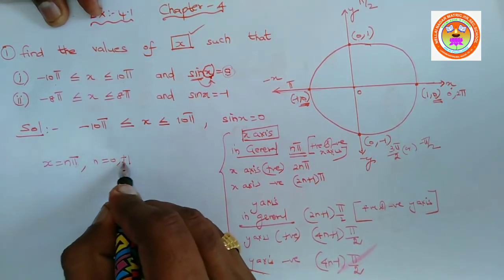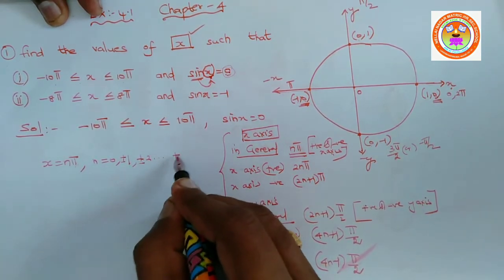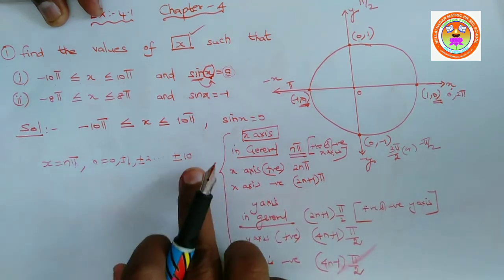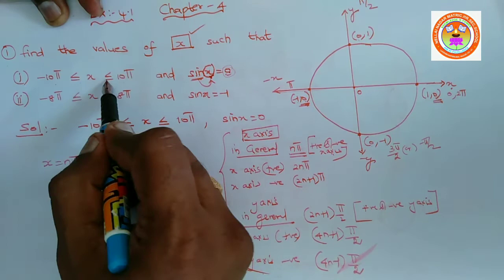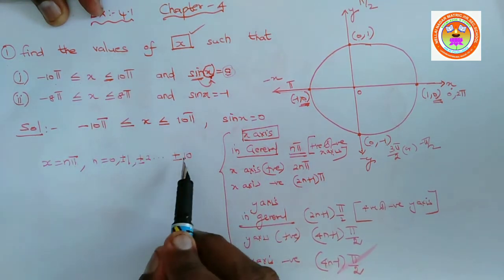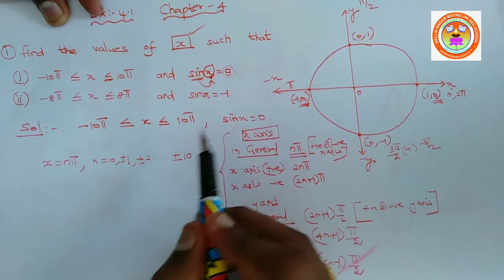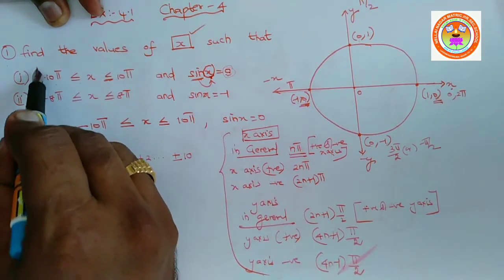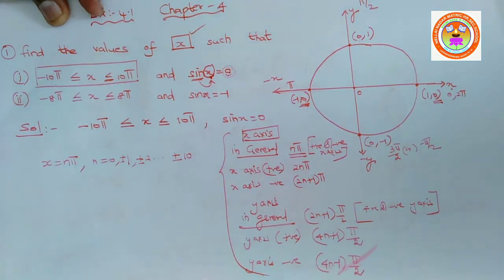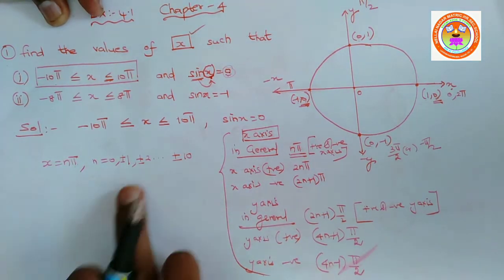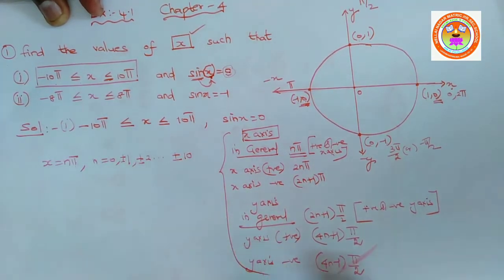So I can apply plus or minus 1, plus or minus 2, and it goes on, we can apply up to plus or minus 10. If I apply plus 10, 10 pi is present because the equal symbol is present. Minus 10 pi is also present. You can't apply 11 pi because 11 pi will move above the extent. So the answer is x is equal to n pi, n equals 0, plus or minus 1, plus or minus 2, and so on up to plus or minus 10. The first subdivision is over. That's all, how easily we can do the first subdivision.